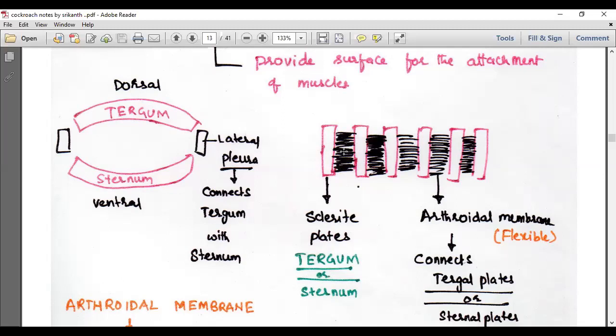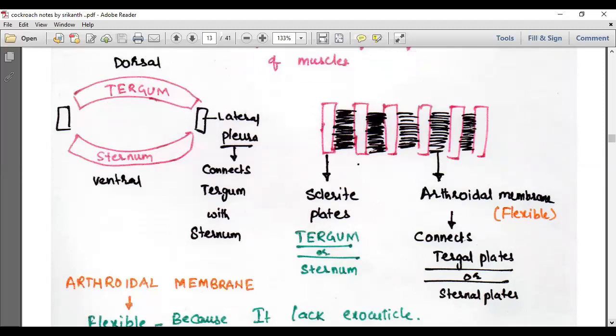Arthroidal membrane is also cuticle, but they lack one cuticular layer. Which layer do they lack? They lack exocuticle. But we said the rigidity is because of exocuticle. So arthroidal membrane is not having exocuticle. That means it is having only epicuticle and endocuticle. That's why it is comparatively flexible. If it is terga, all the terga are connected by arthroidal membrane. If these are sterna, all the sterna in between are connected by arthroidal membrane. So if all these are the tergal plates, these tergal plates are interconnected by arthroidal membrane. If all these are the sternal plates, we say that these sternal plates are connected by arthroidal membrane. So you need to remember and understand like this.